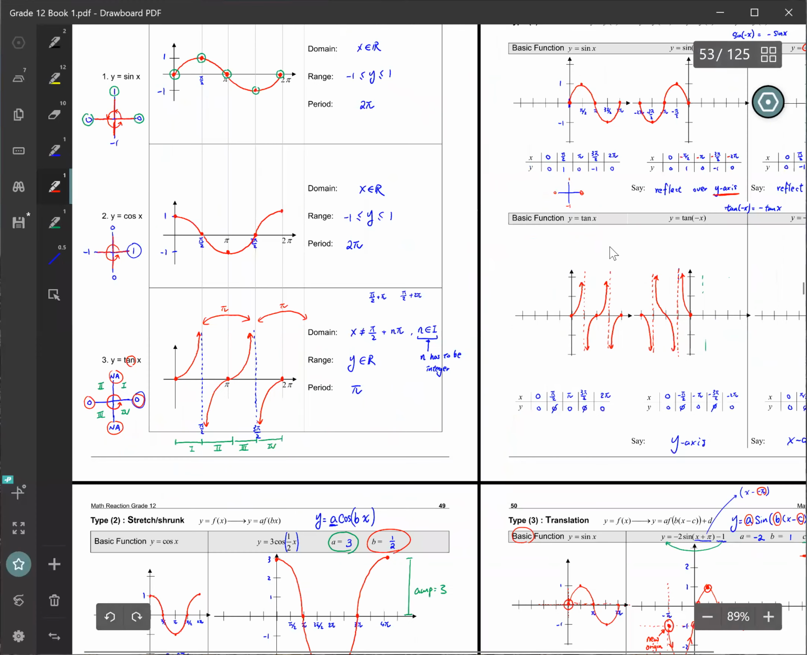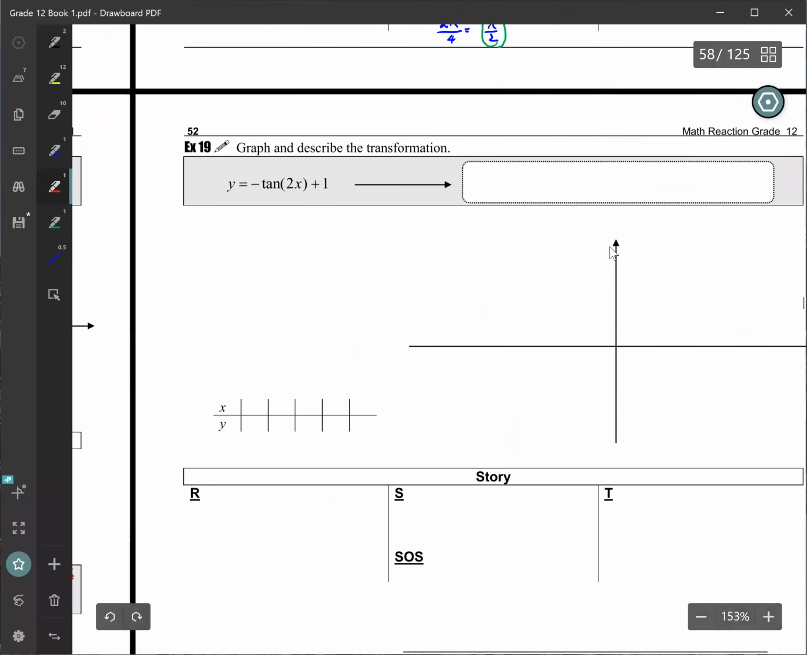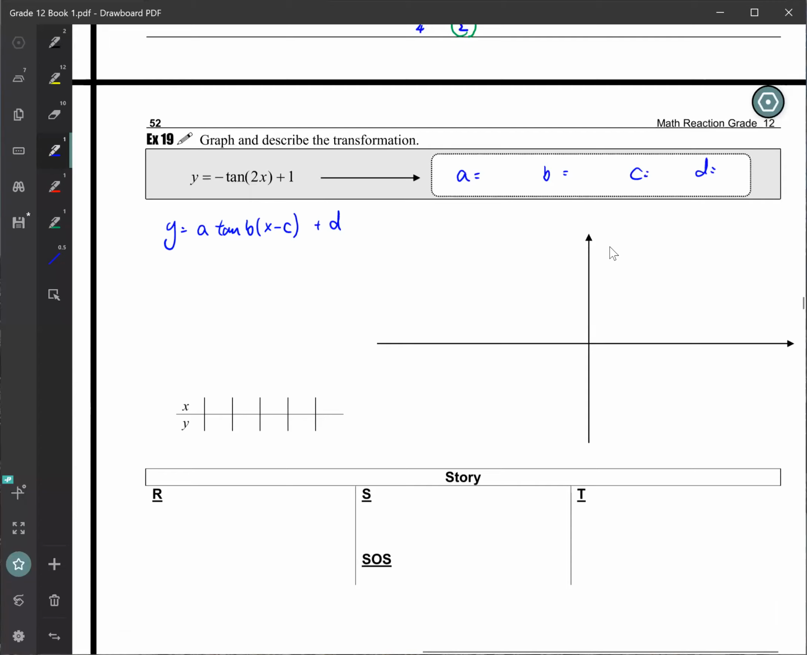So let's look at how to transform the tangent one. Same thing, we can write out the A, B, C, D, okay? So please write it out: A, B, C, D. For tangent, it will be similar: A tangent (B x minus C) plus D. That will be the ABCD form, or you can call that the general form. Once you got the ABCD, please raise your hand. Should be pretty easy here.